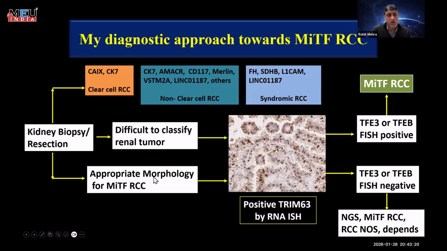If I have an appropriate morphology within a renal tumor for MiT-type RCC, or if there's a difficult to classify renal tumor, and of course, we have to rule out the possibility of other tumor subtypes for a difficult to classify renal tumor, and if TRIM63 is positive by RNA in such a tumor, then I resort to FISH testing, which, in a high majority of instances, will show MiT-type RCC. And when FISH is negative, then we can resort to a next generation sequencing based approach, and this is generally a collective decision made in communication with the patient's urologic oncologist or medical oncologist.